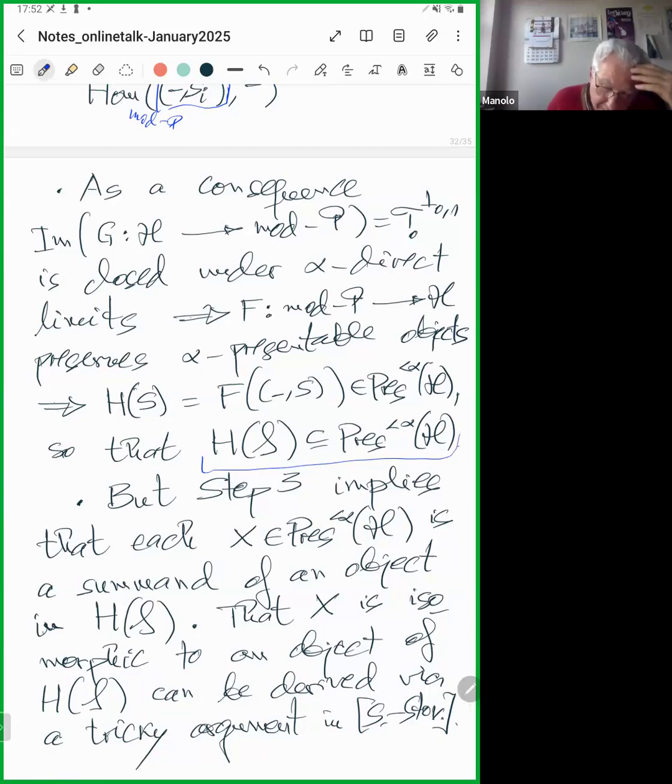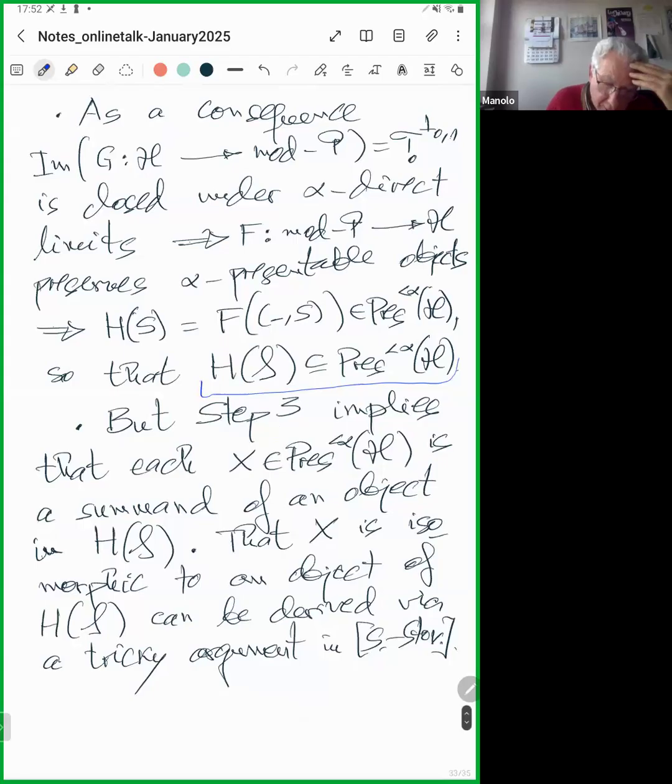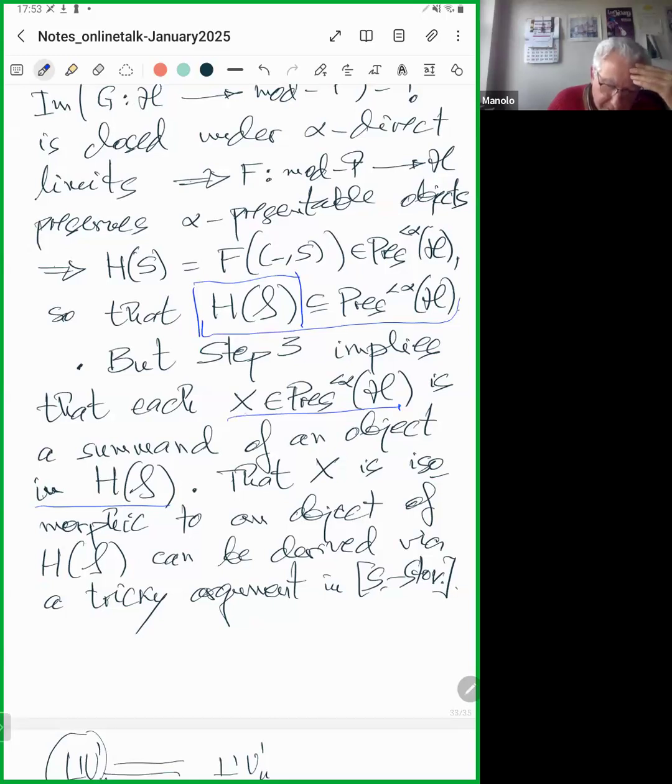But on the other hand, by step 3, we know that any object in the heart is a direct limit of objects in this category. This means that any alpha presentable object is in particular an alpha direct limit of objects here. But because of the alpha presentability, that means that it is a summand. So any object here is a summand of an object. So what remains actually is to show that it is not only that any alpha presentable object is a direct summand of an object here.